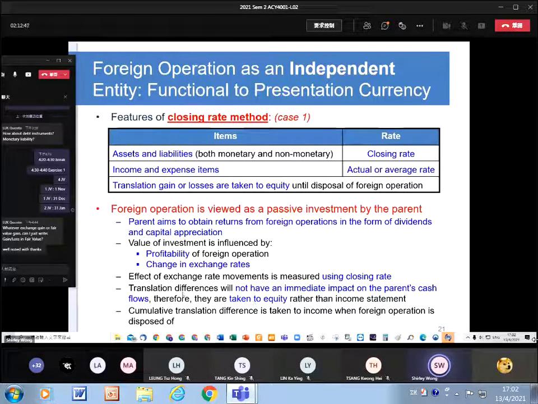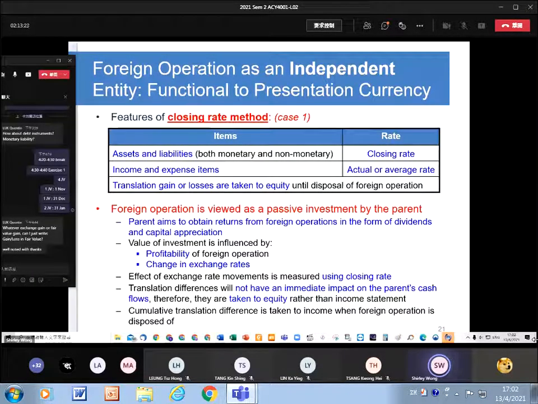And also, the translation difference will not have an immediate effect on the parent's cash flow. You just translate your financial statements for presentation only. It will not affect my cash flow due to the translation. Therefore, we think that because it will not affect the parent's cash flow, it's just translating the items from the functional currency to the presentation currency. Therefore, in this case, all the translation gain or loss, we will not put in the income statement. Instead, we'll go through the equity account. Just put it in other comprehensive income. So you need to bear that in mind.